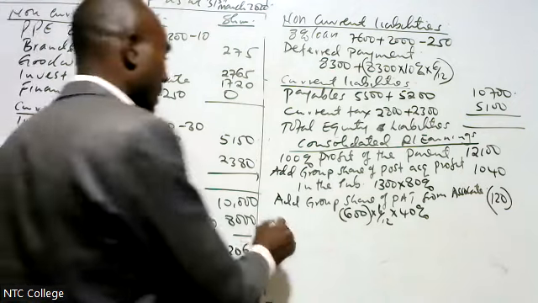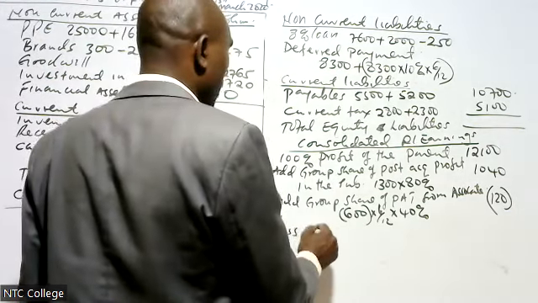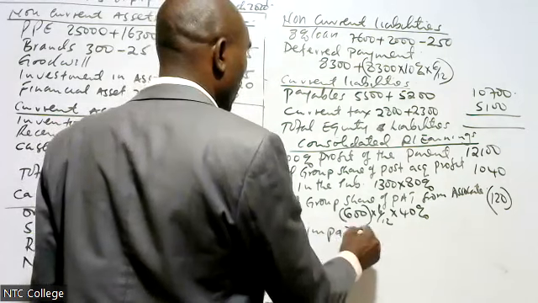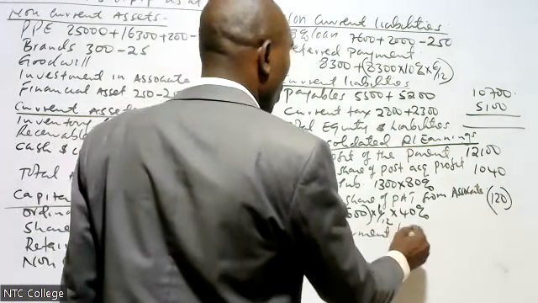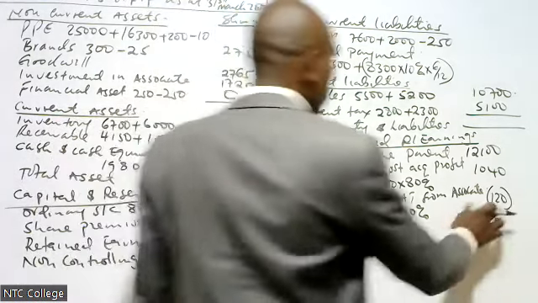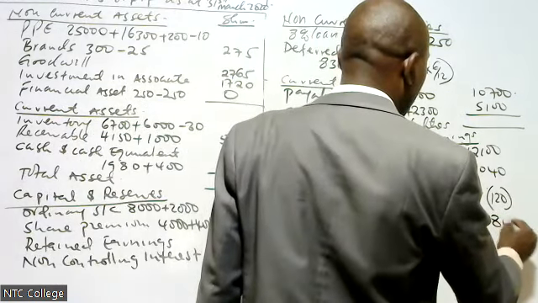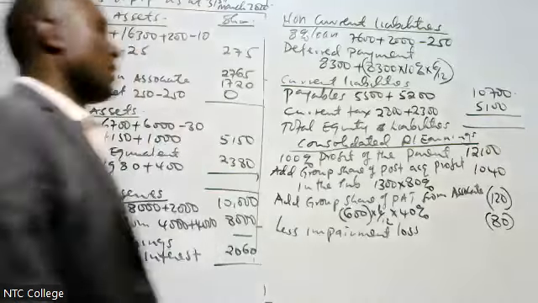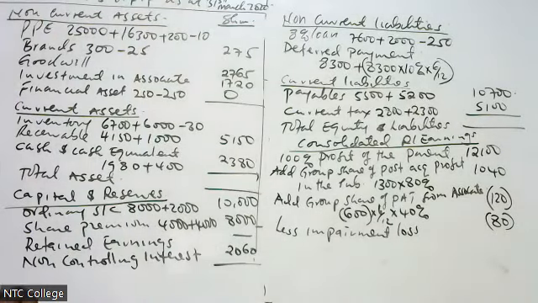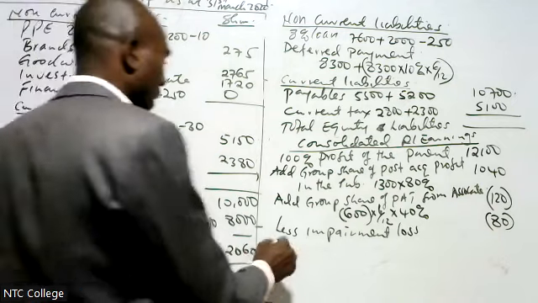Then I come and less impairment loss, of which we had an impairment loss of 810 in the associate. Any impairment is our loss to the parent. Therefore, you less impairment loss there.